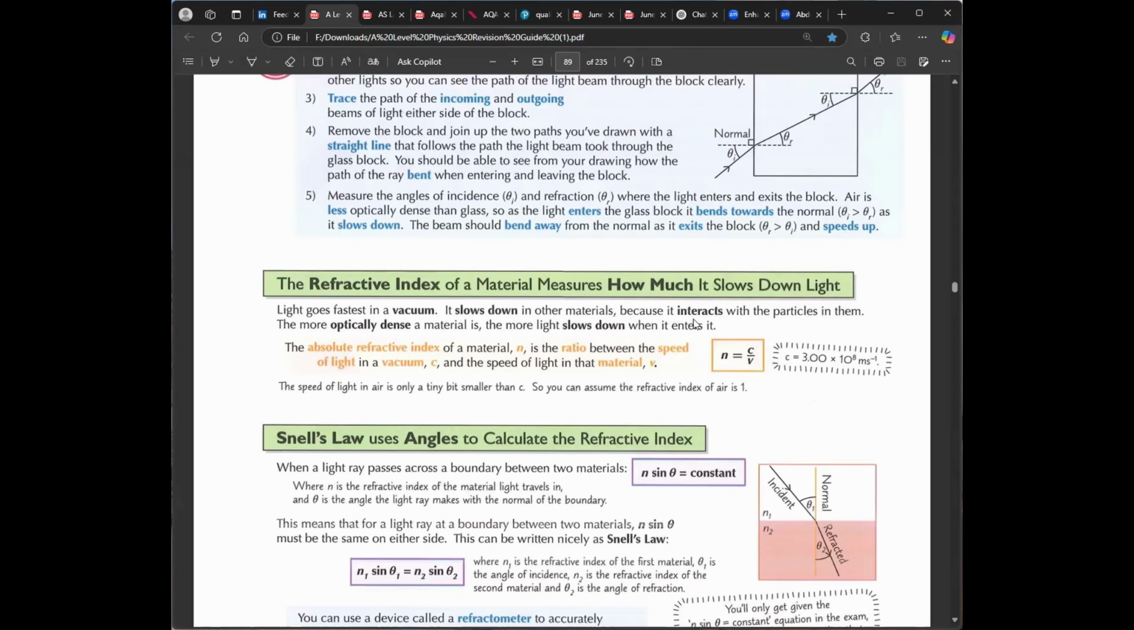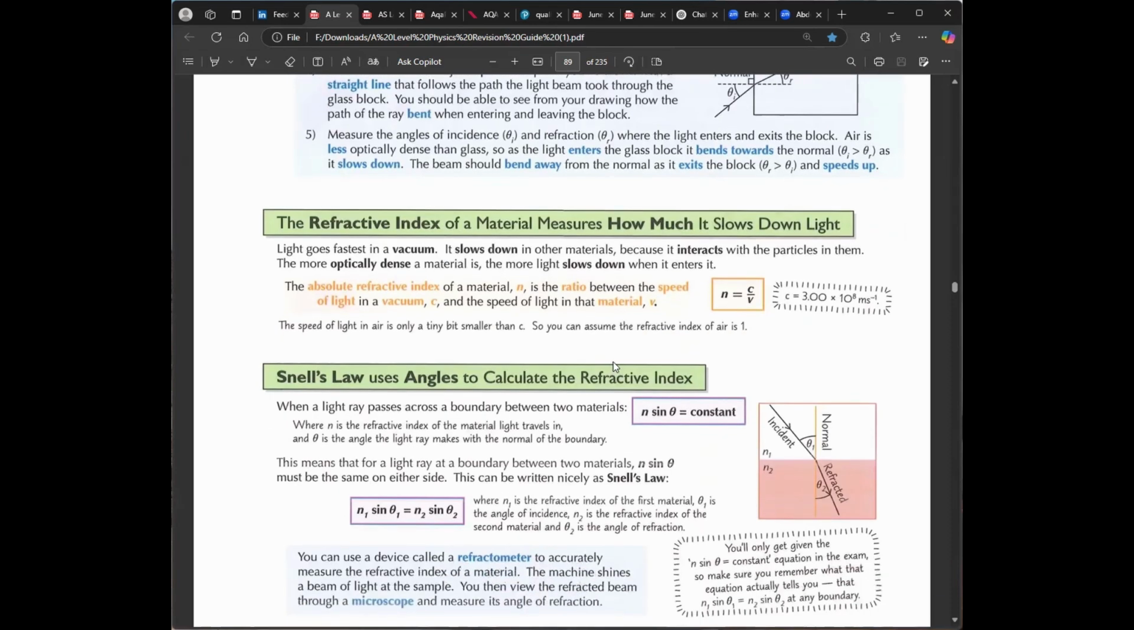In vacuum, the refractive index would be equal to 1. In air, it's not exactly equal to 1. It is 1.0003 something. So it is more than 1, but I think in your case it would just be equal to 1 when you have to do some calculations. Does that make sense?